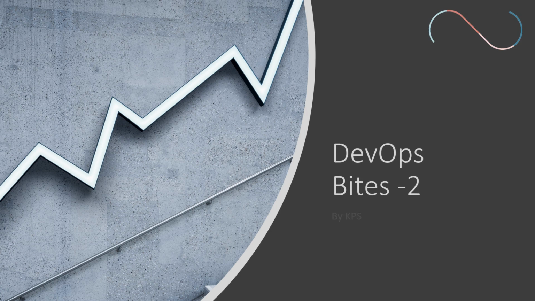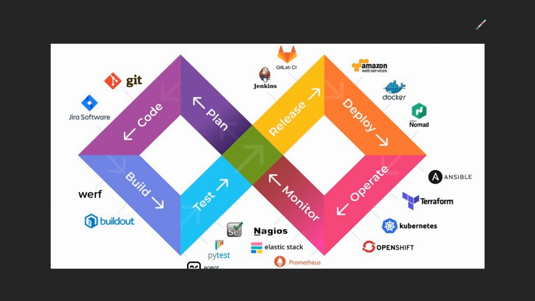Let's start with DevOps Bite Part 2 with me, KPS. You have seen this image earlier as well. This is a DevOps Cycle image where planning, coding, building, testing, release, deployment, operate, and monitoring happens. Along with that, you are seeing images of the popular tools that we use as a DevOps technician, which we are going to discuss in the next slide.